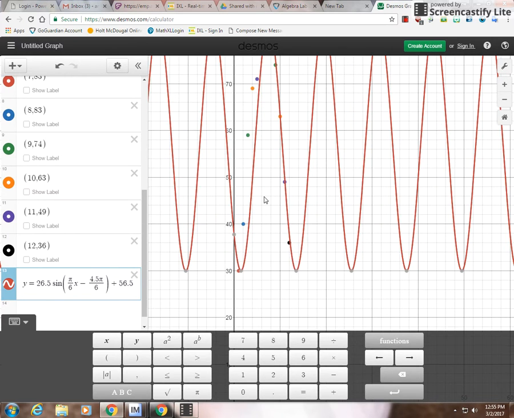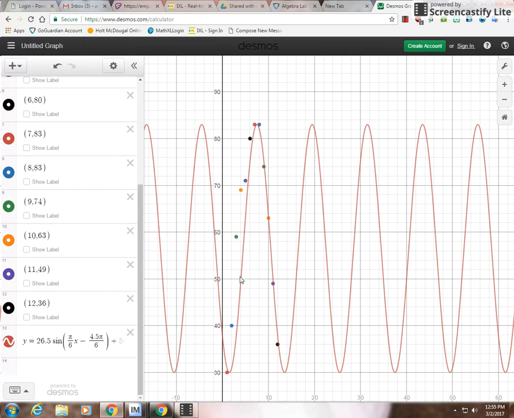It looks like it fits the data, not perfectly. Of course, we wouldn't expect it to fit perfectly, but relatively close to our data points. So that's how you do it. And good luck with the homework.